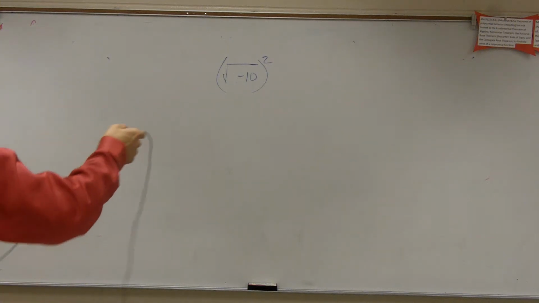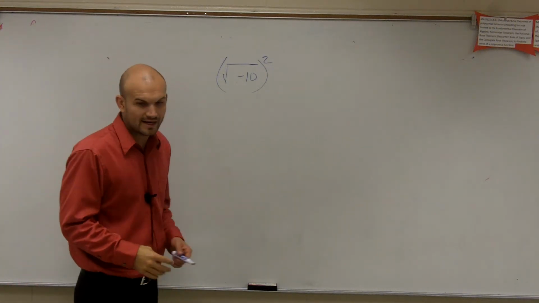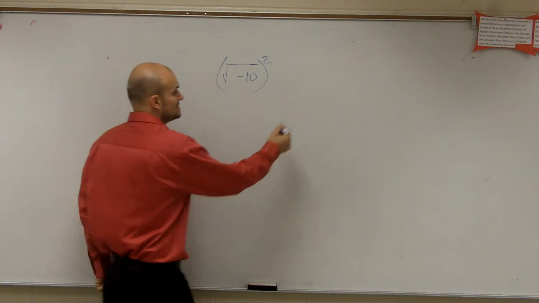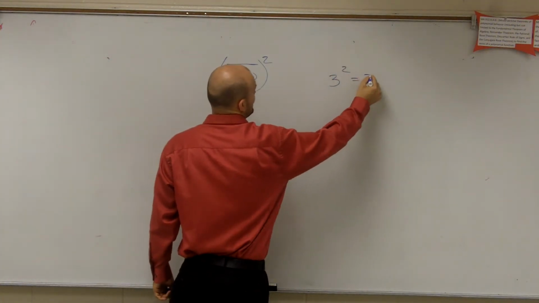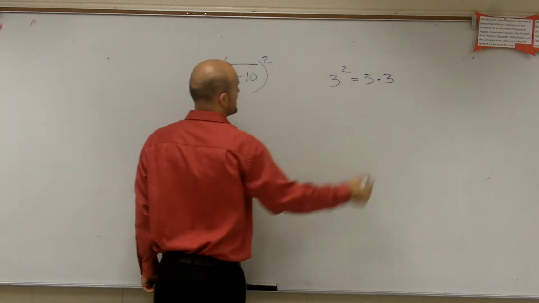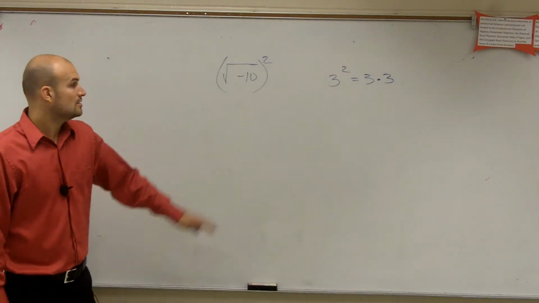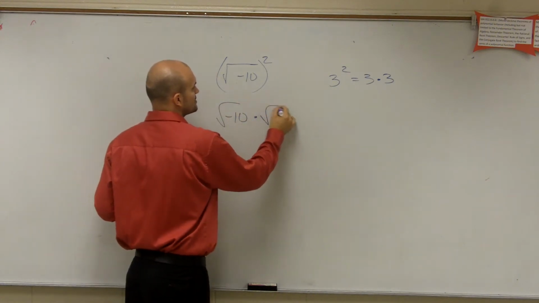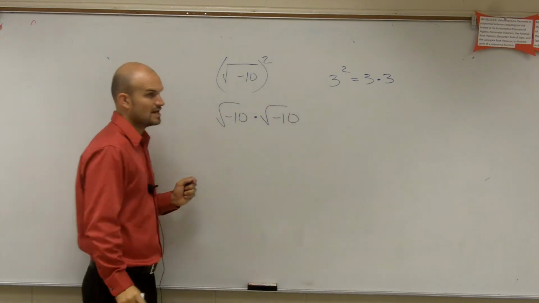So for this problem, it says the square root of negative 10 squared. What we need to do for this is remember, what does squaring mean? If I say 3 squared, that means 3 times 3, right? So this means square root of negative 10 times the square root of negative 10.